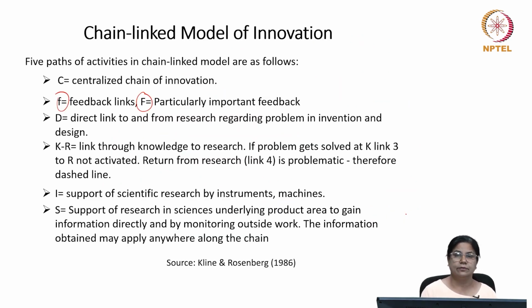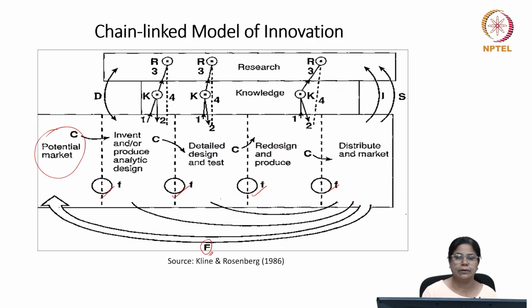Then you have the links. These are the links from K to R, a link through knowledge to research. If the problem gets solved at K, link 3 to R is not activated. The returns from research are problematic, therefore the dashed line. So what does it mean? Suppose a problem arises in the process of invention, or in the detailed design, or some challenge comes in redesigning and reproducing. Those challenges can first be met through the existing state of knowledge, whatever currently exists. So an interaction happens from here to here first.